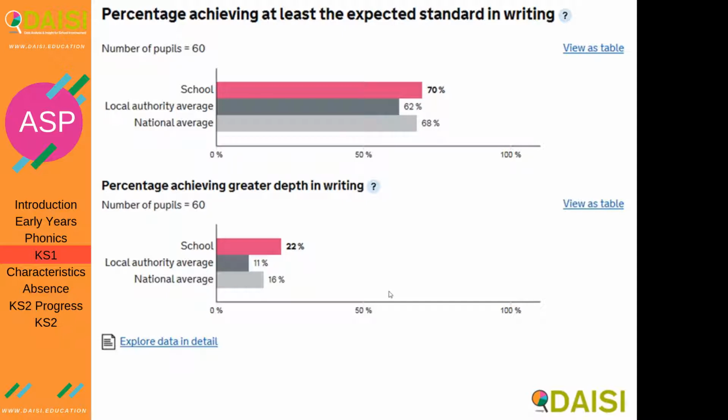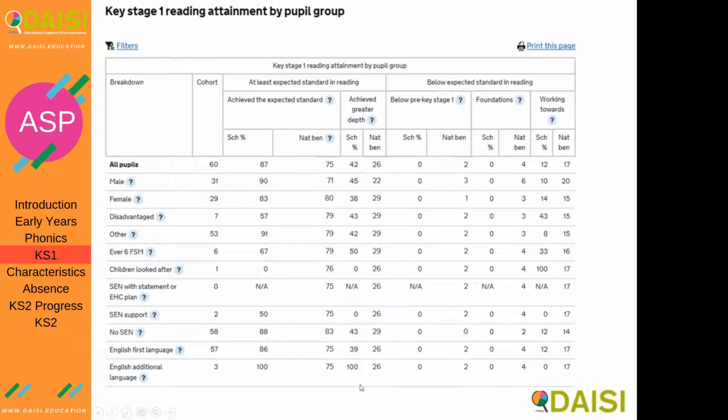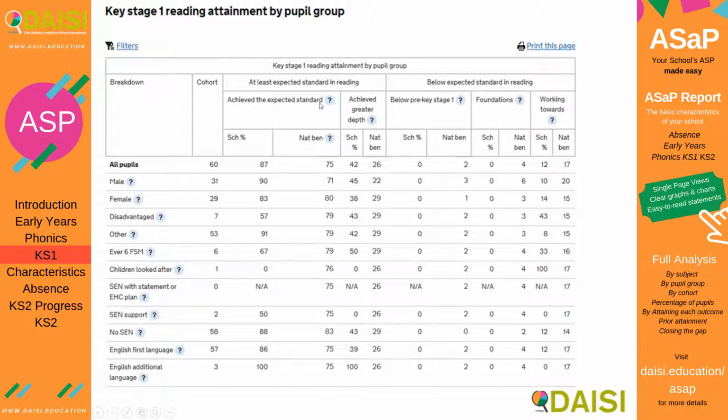So if I click on Explore Data in Detail, you can see that we have the same cohorts as we had for the phonics. Then the school percentage, so school cohort, and then the school percentage for, it says, achieve the expected standard. In actuality, this is achieve the expected standard or above. So we don't have 87 plus 42, 129% achieving at least the expected standard. So your school percentage is being compared with the national benchmark.